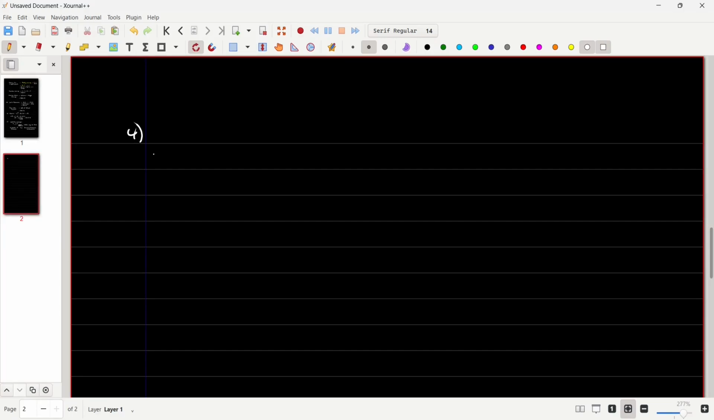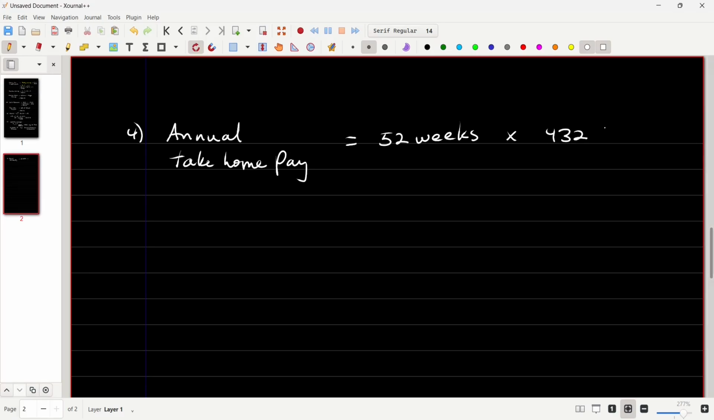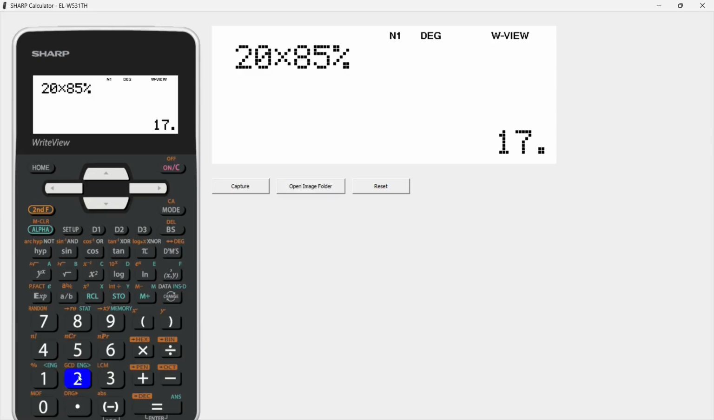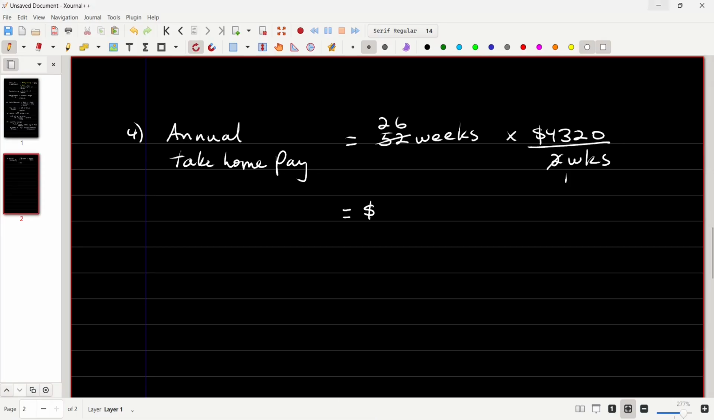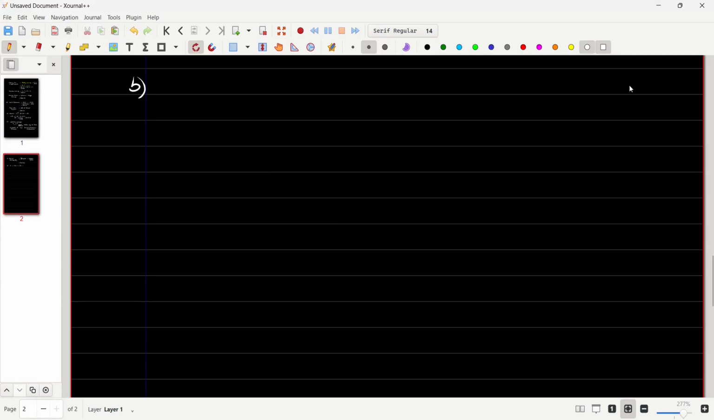All right, so the first thing we want to do is determine her annual take-home pay. Annual meaning for the year, and we know there are 52 weeks in the year. So annual take-home pay would be equal to 52 weeks times 4,320 every 2 weeks. 2 into 52 is 26. So it's 26 times 4,320. We get 112,320. Let's do the next part.